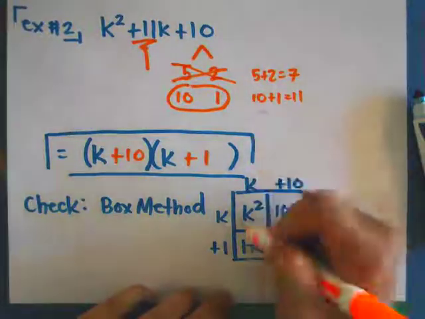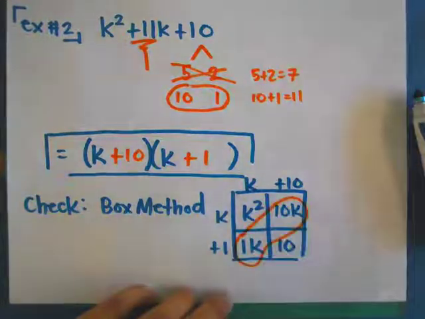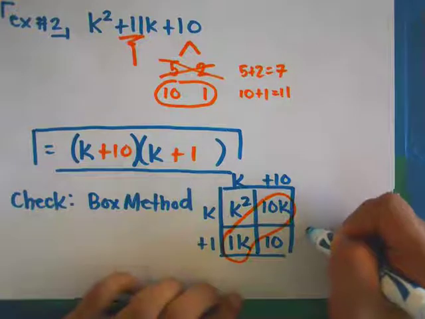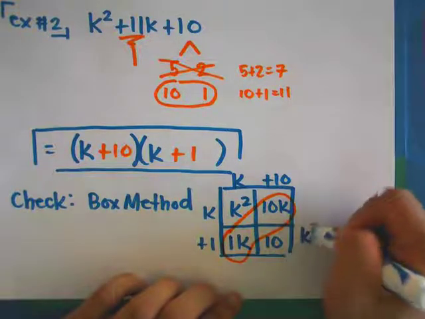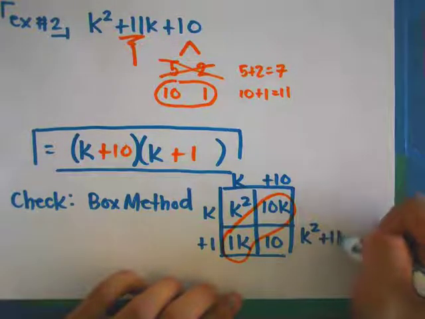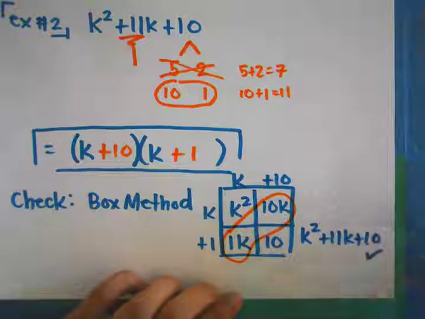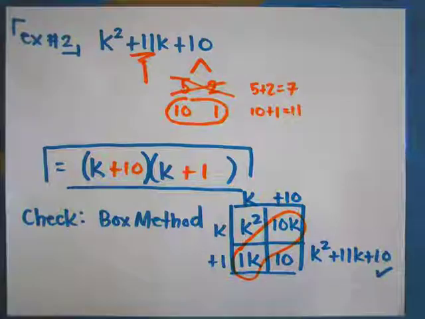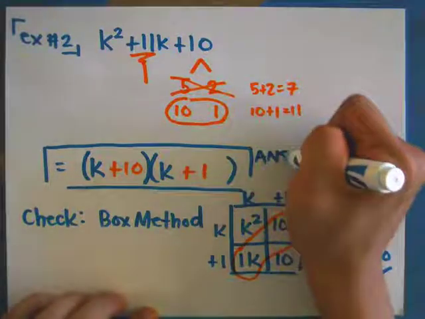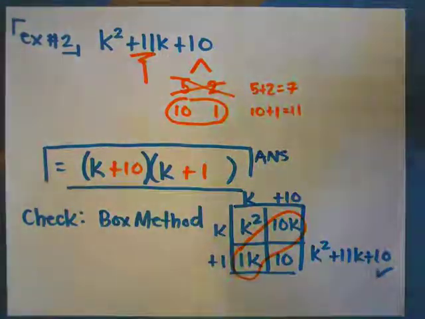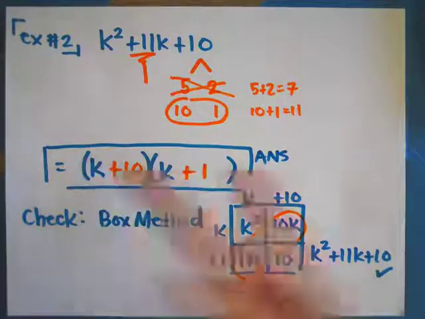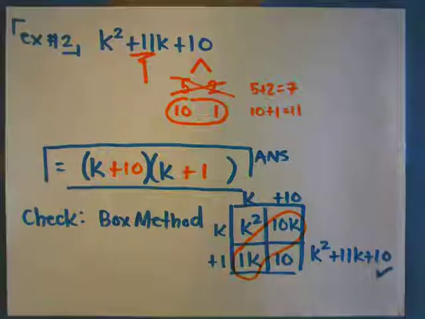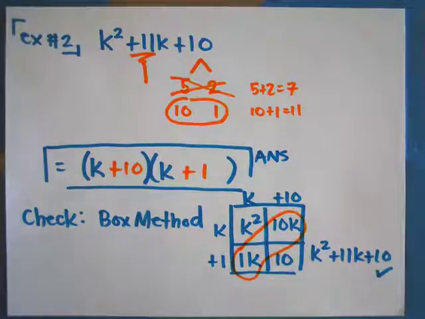Afterwards you are going to add these two because they're like terms. It's very similar to FOIL, you guys. So this is going to be k squared plus 11k plus 10, and it does work out because that's the original problem that we started off with. So this is your answer, these two factors, k plus 10 times k plus 1, or you can even switch it.